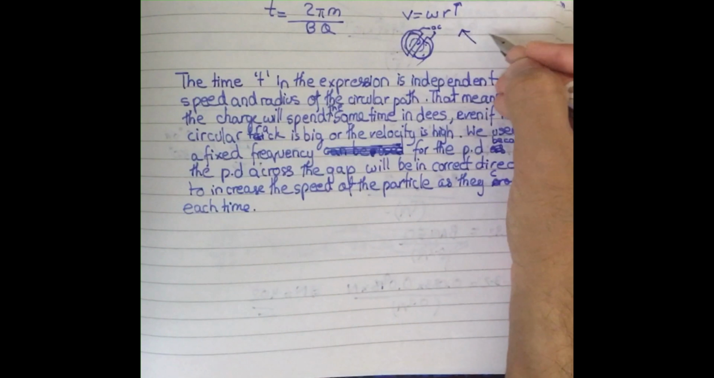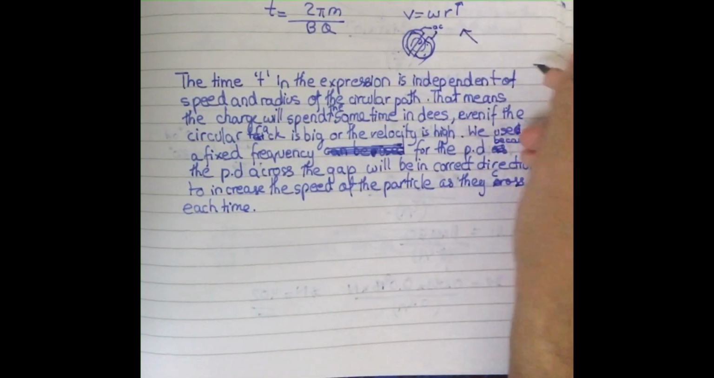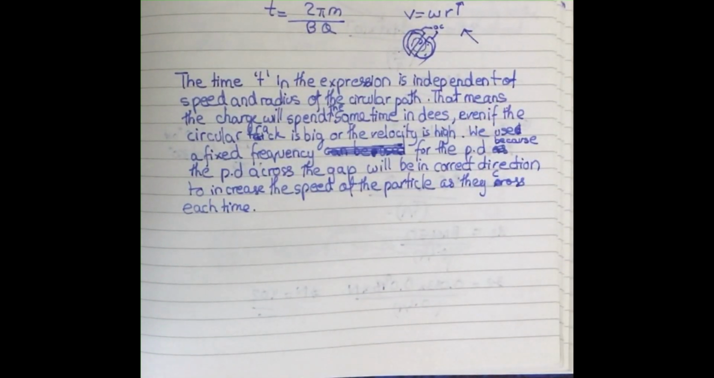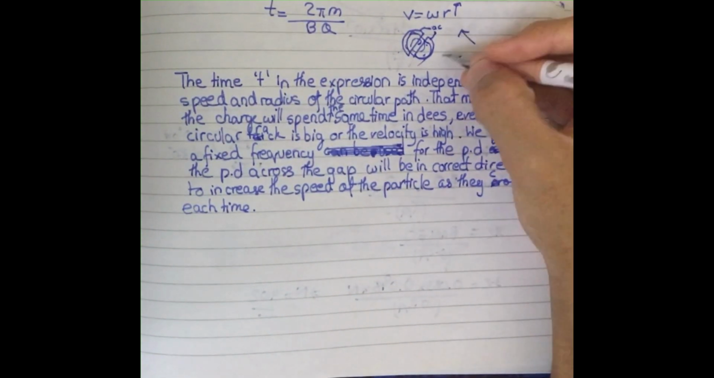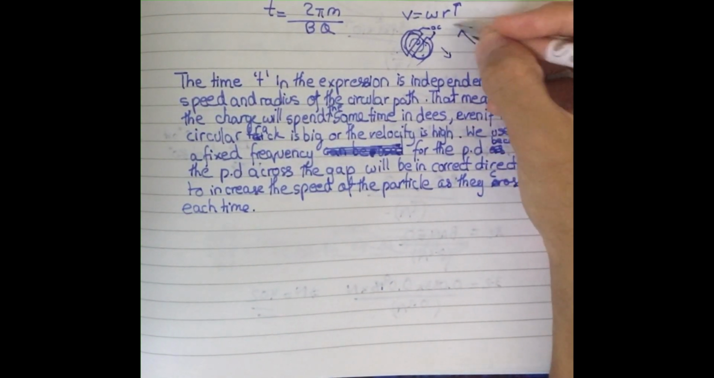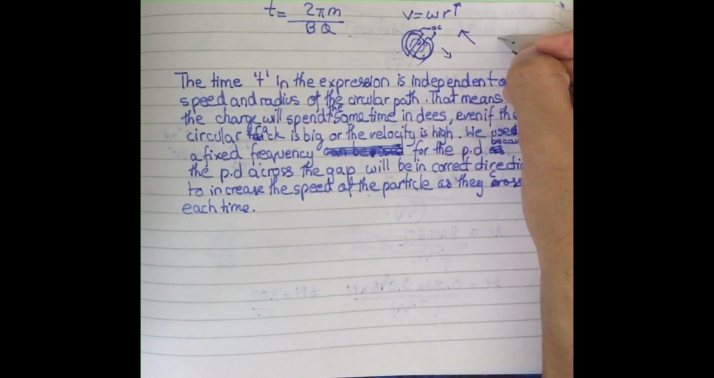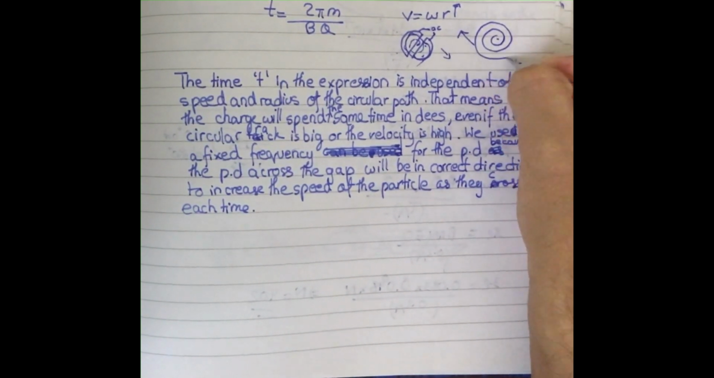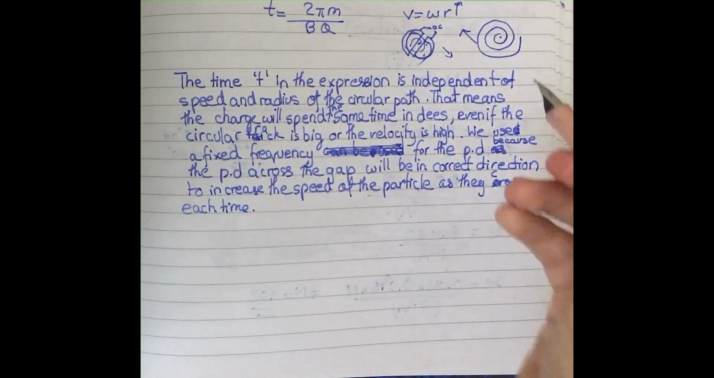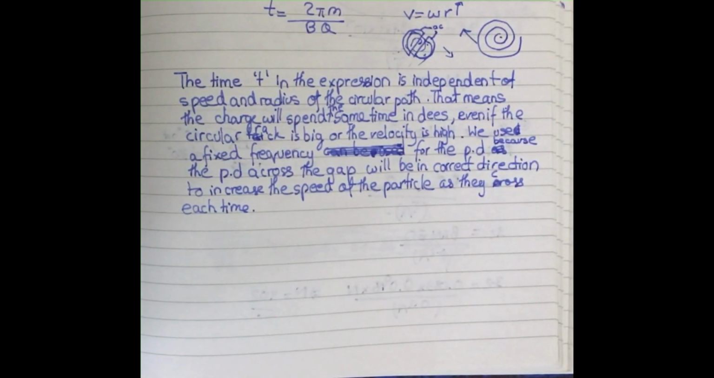it will go much faster than before. Which will increase the speed of the particle as many times as they cross the D's. So that's why you can see that they start with a small radius, and then they keep increasing and increasing until they eject out. So yeah.